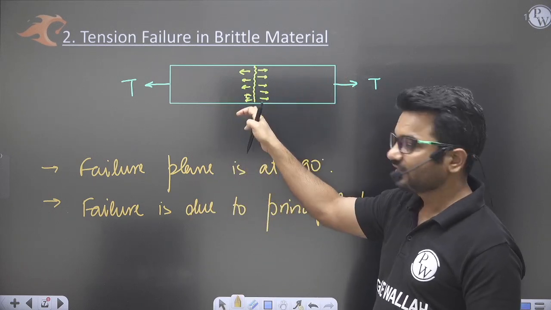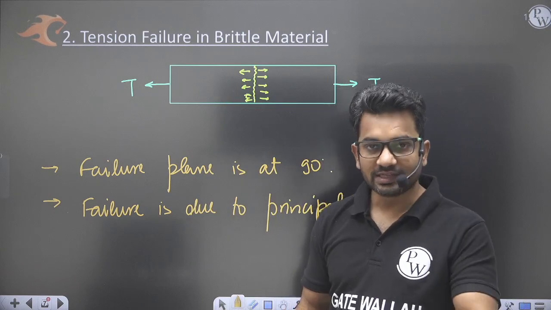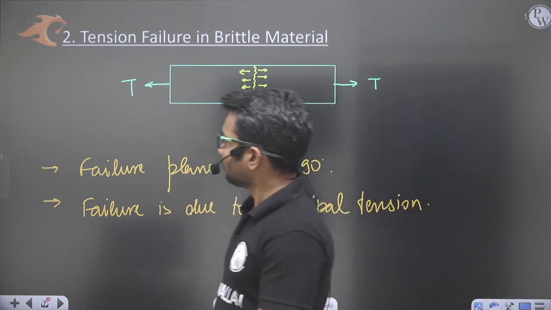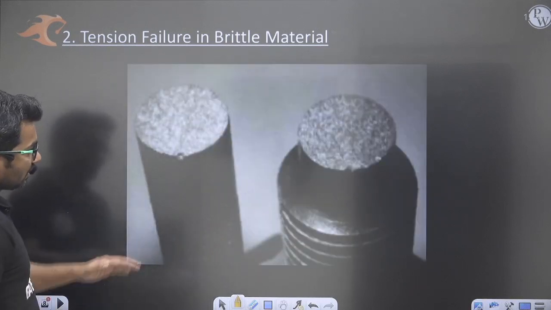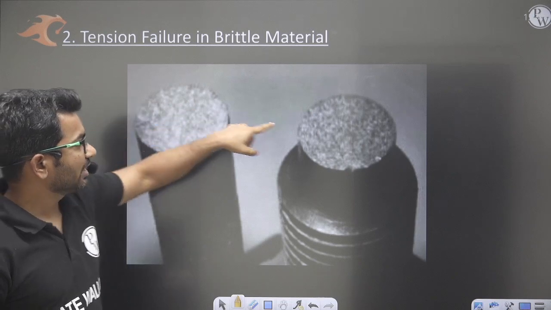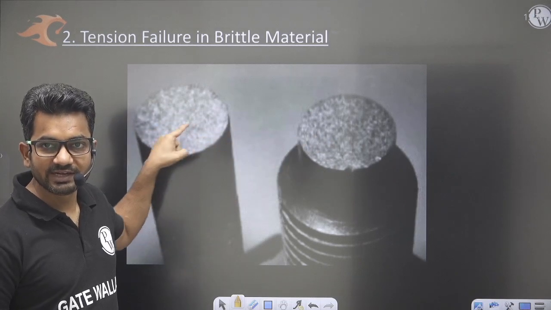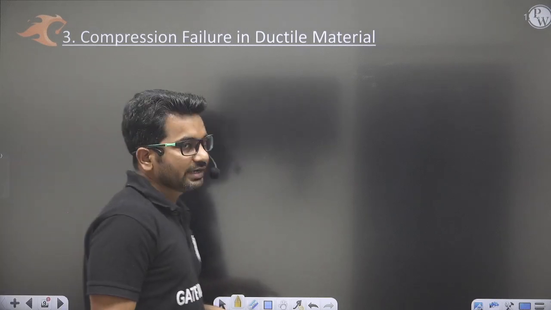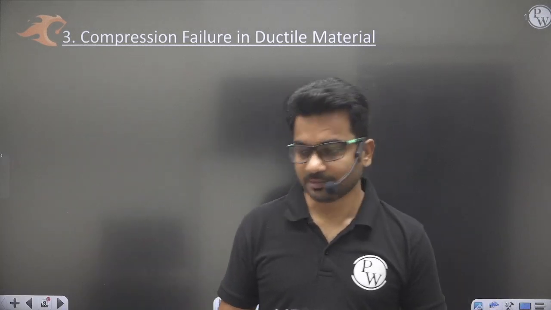And why is tension failure taking place? Because it is weakest in tensile strength only, and maximum tension is coming here. Okay, very good. So if I want to see the tension failure, this failure plane will look like this. This will be a rough 90 degree failure. Okay. So failure is happening because of principal tension. Now let us see compression failure of a ductile material.